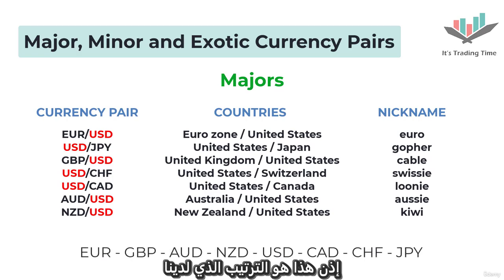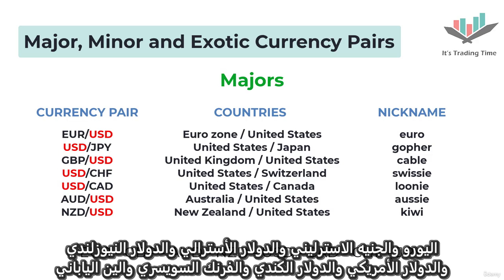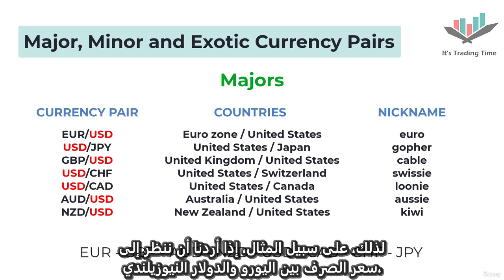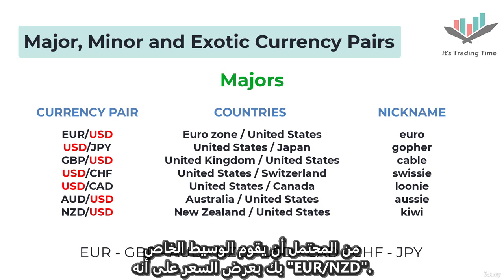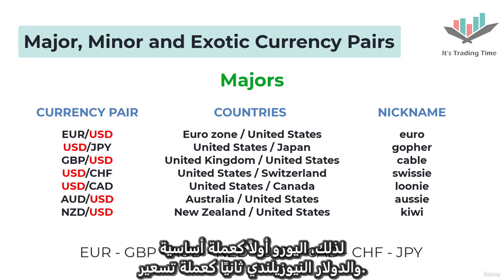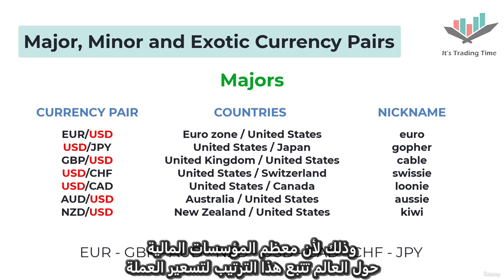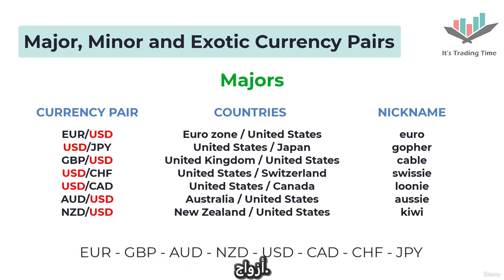So this is the order. We have Euro, Pound, Australian dollar, New Zealand dollar, US dollar, Canadian dollar, Swiss franc, and Japanese yen. So if, for example, we want to look at the exchange rate between Euro and New Zealand dollar, it is likely that your broker will quote it as Euro against New Zealand dollar. So Euro first as a base currency and New Zealand dollar second as a quote currency. This is because most of the financial institutions around the world follow this order to quote currency pairs.